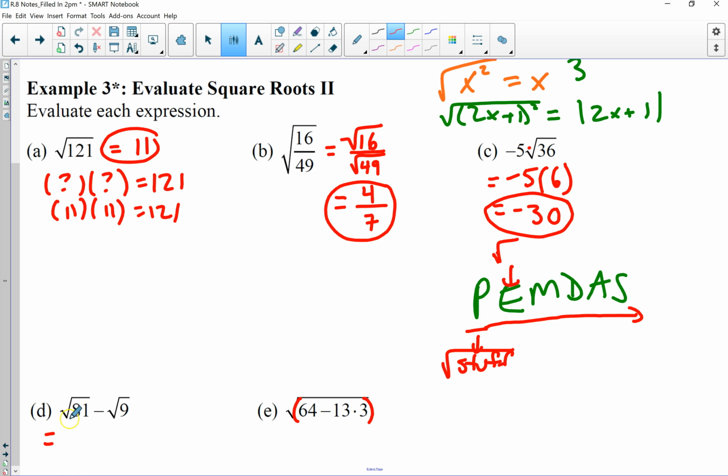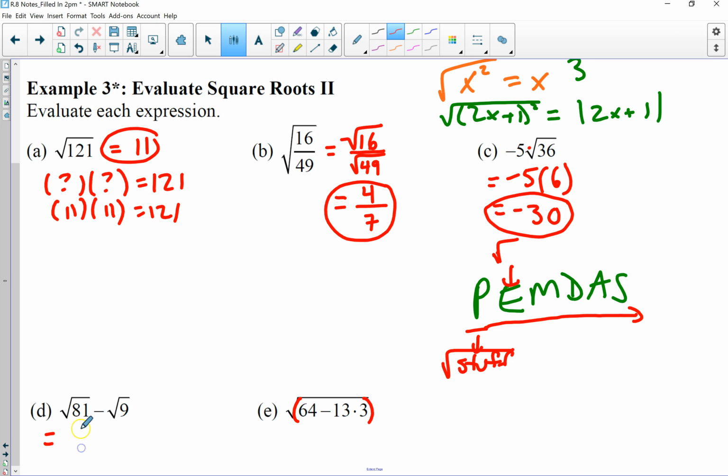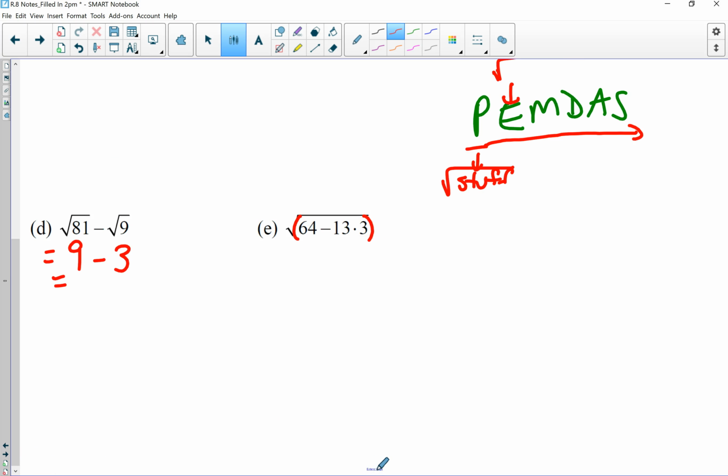So root 81 would be the square root of 81. That one I don't know off the top of my head. Let's look at that. If you're not sure, you can always type it in. I mean, that's why you have access to scientific calculators on exams. That's 9, and then the square root of 9 is 3. So I'd calculate that first and then perform our subtraction. 9 take away 3 is going to get me a final answer of 6.